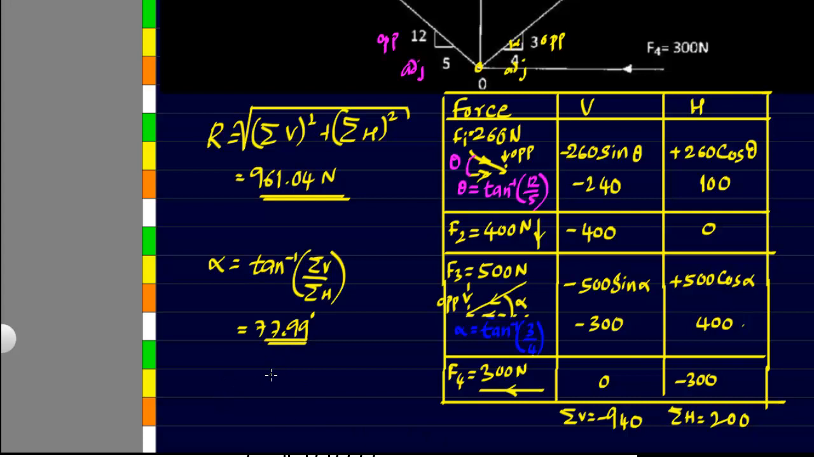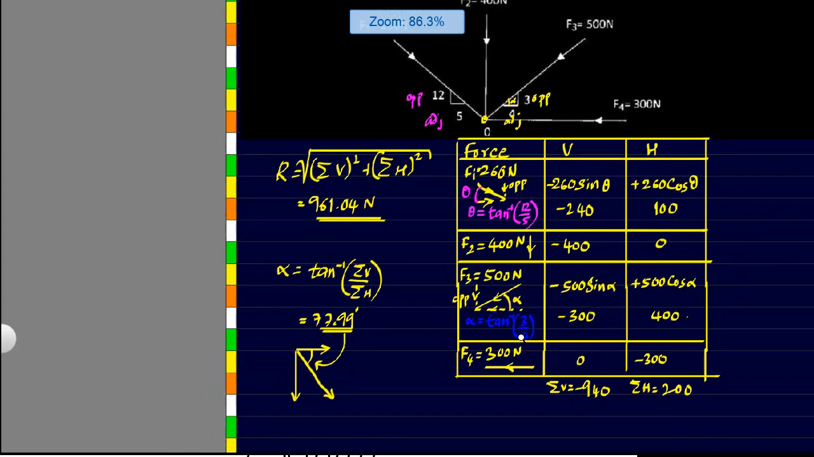So the next thing for us to find out is in which quadrant the resultant is acting. Since the sum of vertical components is negative, it will be acting downwards. The sum of all the horizontal components is positive, so it will be acting towards the right side. And hence the resultant will be acting here in the fourth quadrant. And this angle here will be the angle that we have just now found. Fine. So this is how we have to solve the problem.